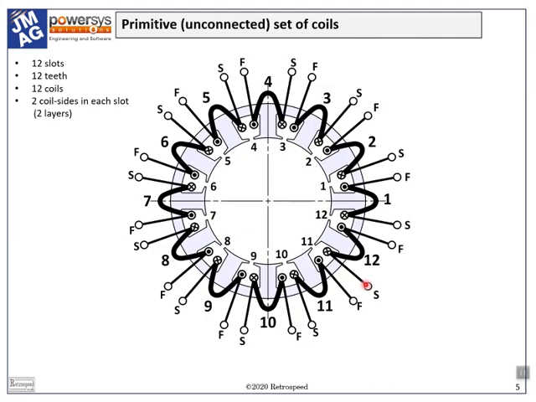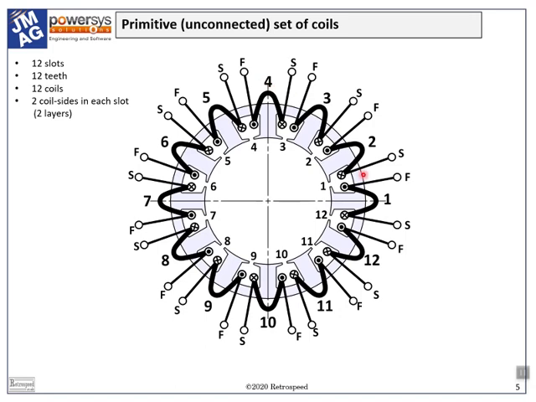Next we come to the complete winding, and here we have all the 12 coils, each one wound on a single tooth. This is sometimes called a double layer winding or two-layer winding because there are two coil sides in each slot. The number of coils is equal to the number of teeth, so it's equal to the number of slots, and every slot contains the same number of conductors. The coils are numbered on the outside, counting in the anti-clockwise direction.